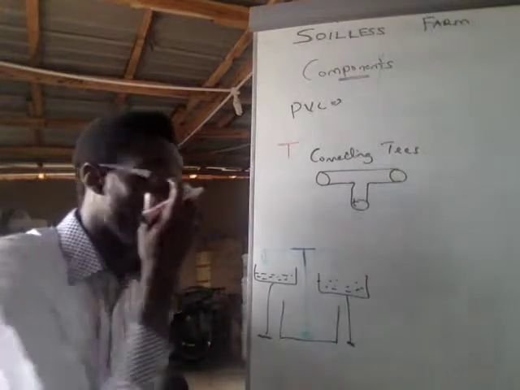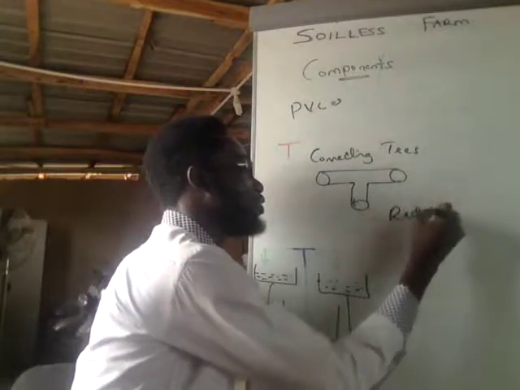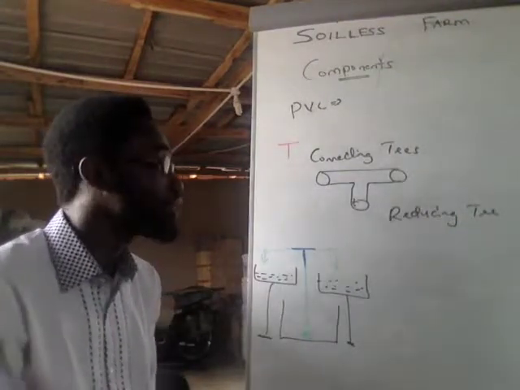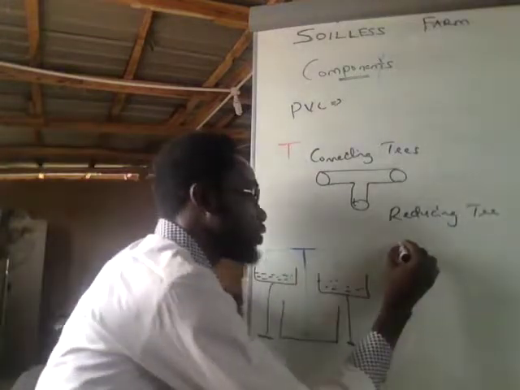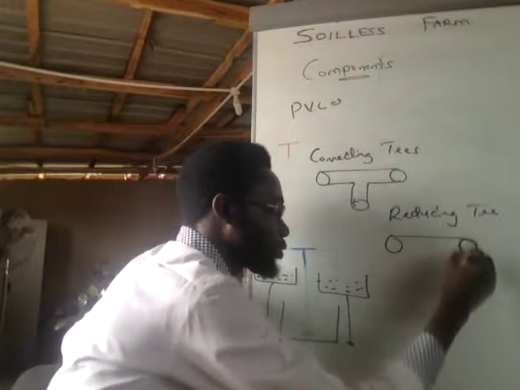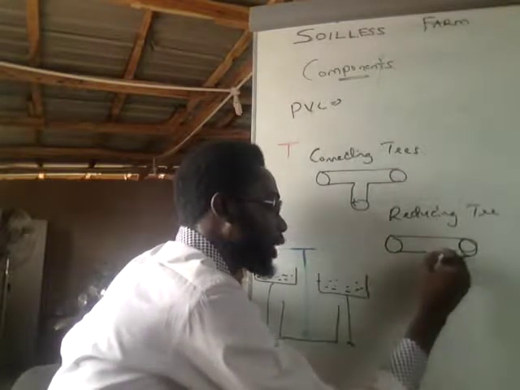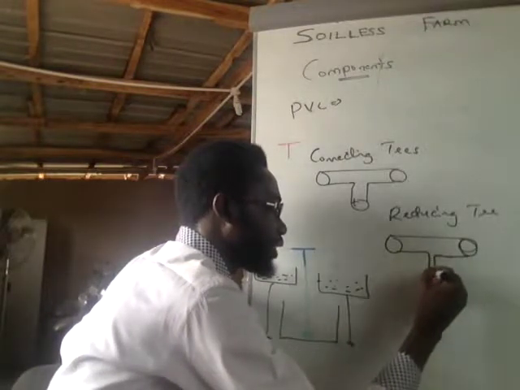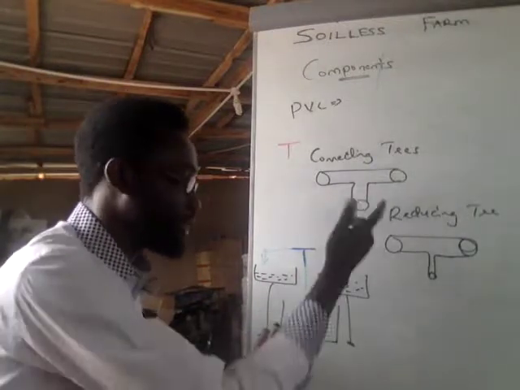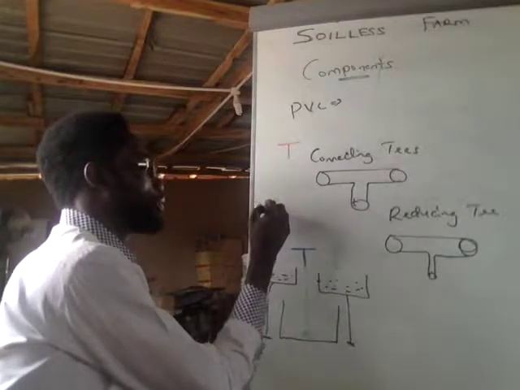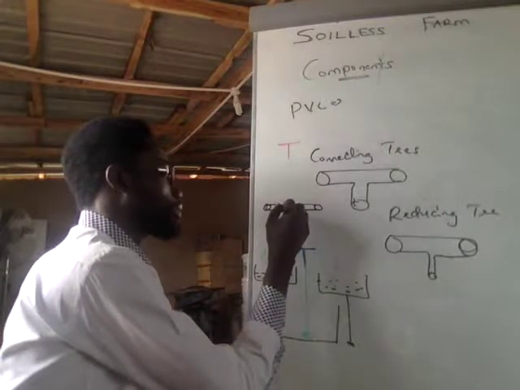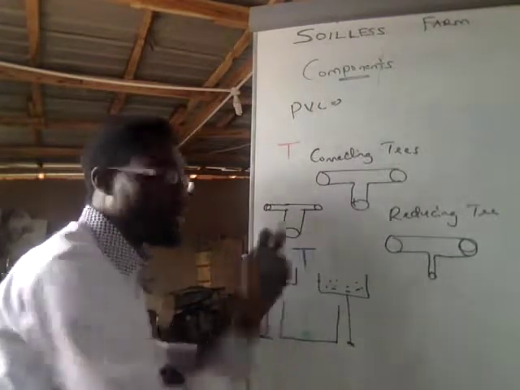Then we have another type referred to as a reducing T. So what is the difference between a connecting T and a reducing T? You have, again, a T structure, and this comes and probably goes thin like that. So what you use this for, let's assume where the water is coming from, it can be either way. It can be like that, or it can be like this. It can be either of the two. They are both reducing T.